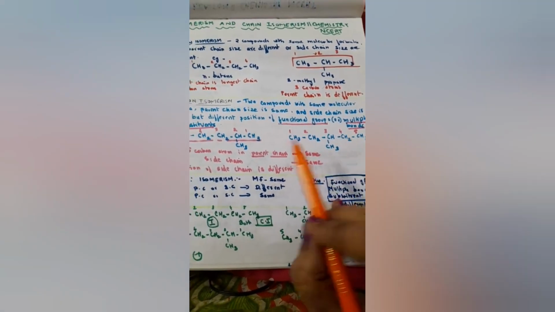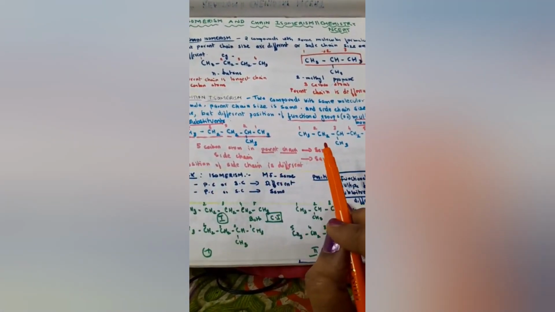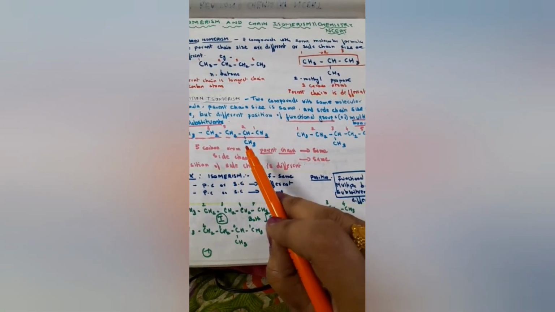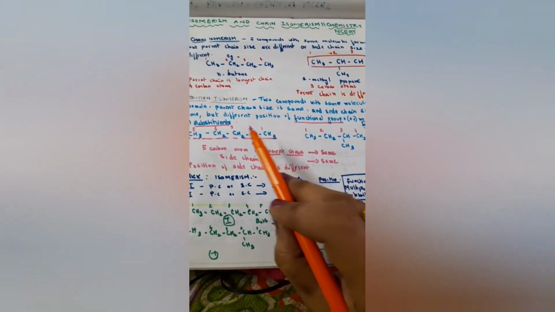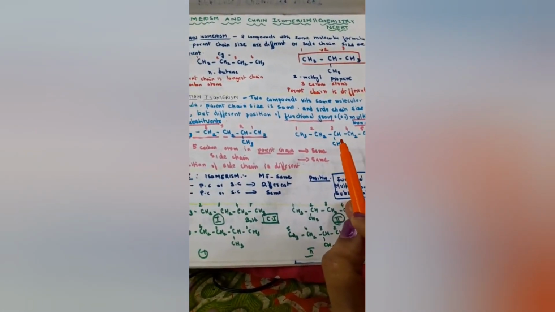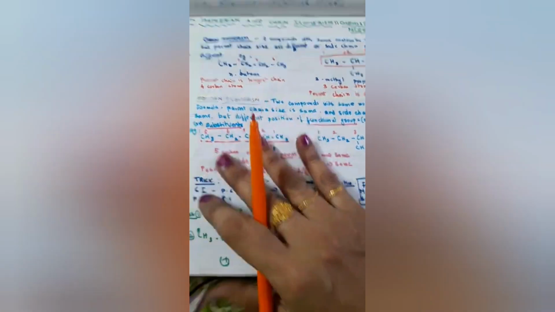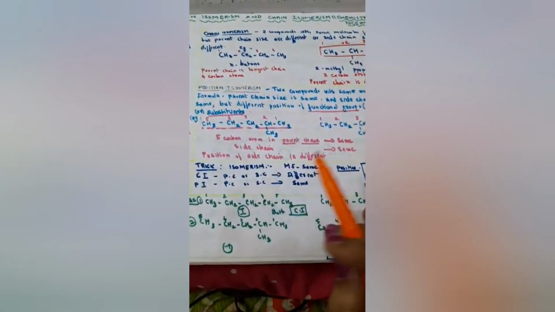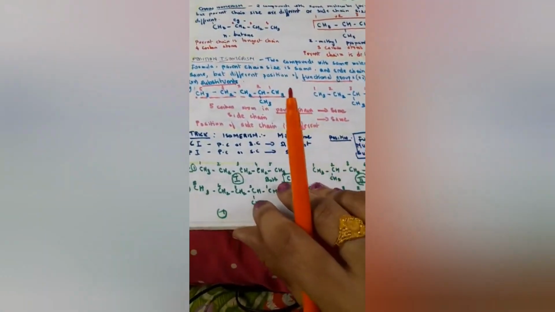Here also the parent chain size is the same, both have 5 carbon atoms. Let us see the side chain: both are CH3, which is also the same, but see the position. Here the side chain is attached to position number 2 and here it is attached to position number 3. That is different, so this is called position isomerism.